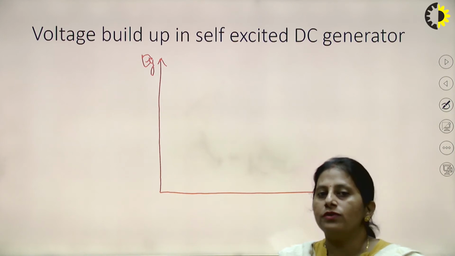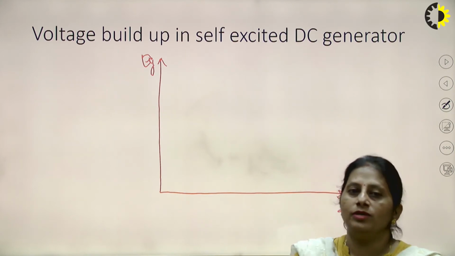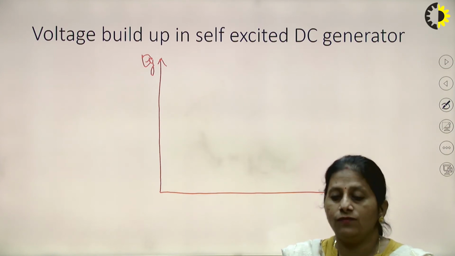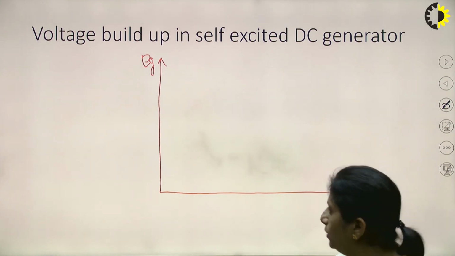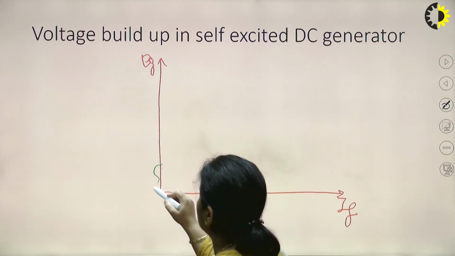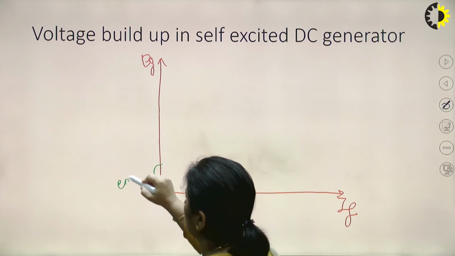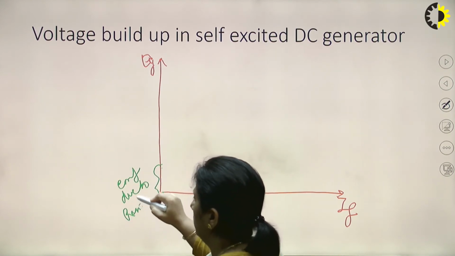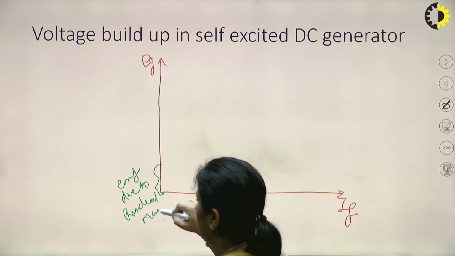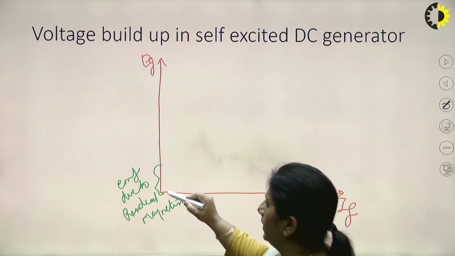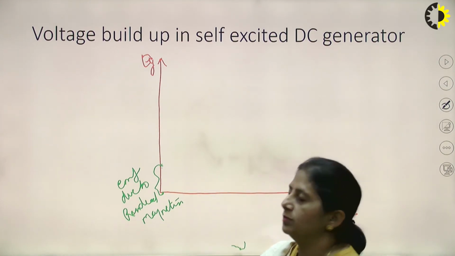Because of that small residual flux, when you make the armature rotate, I'll have flux cutting. Once there is flux cutting, I'll have a small induced EMF because of that residual flux. Say this is the EMF generated due to residual magnetism, right? So initially, when IF is 0, I'll have a small induced EMF, okay?